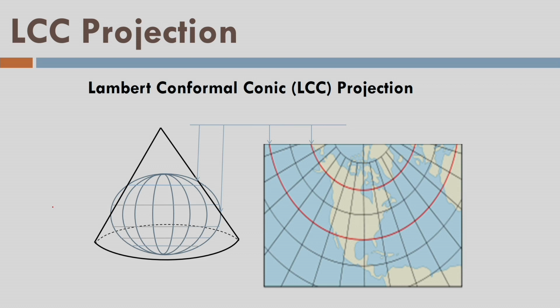Here you can see it is a secant type of system. That means it is cutting: the plane of projection is a cone, and the cone is cutting the ellipsoid at two places, at two parallels of latitude. These two latitudes are marked in red color. Now you can see these parallels where the cone is cutting the ellipsoid are called standard parallels. So in this case I call them standard parallel 1 and standard parallel 2.